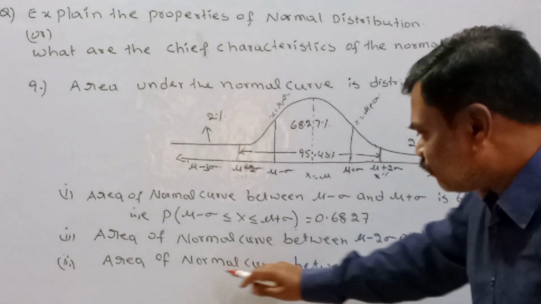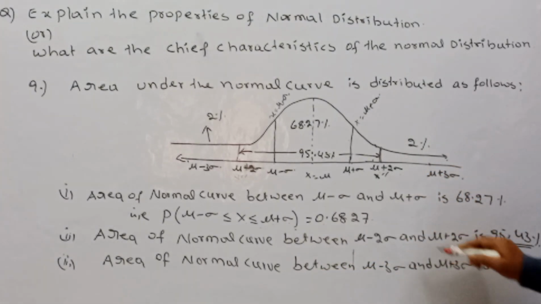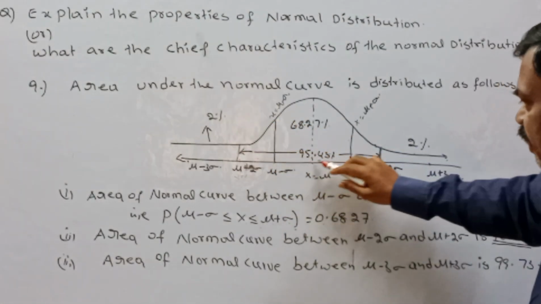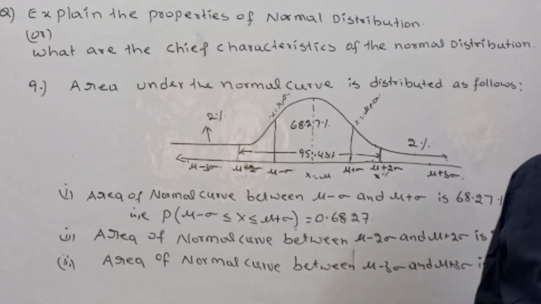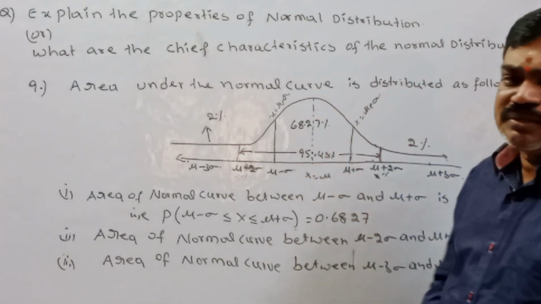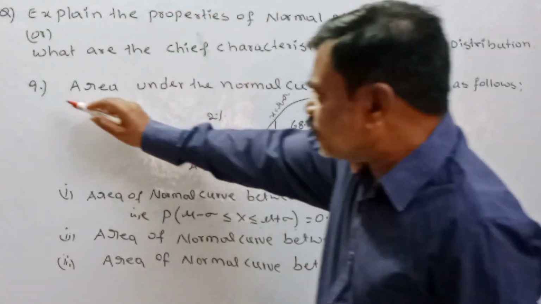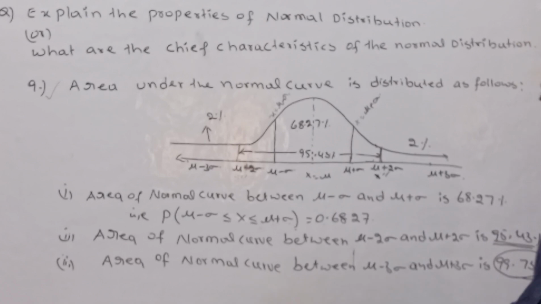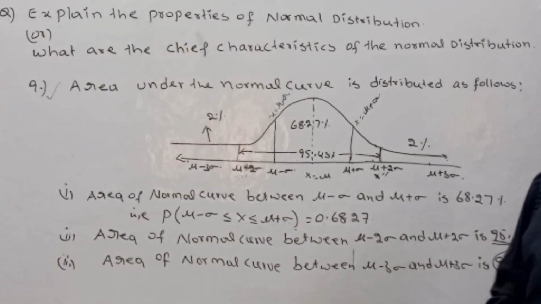And the area of the normal curve between mu minus 3 sigma and mu plus 3 sigma: adding these parts to the 95.43%, the total is 99.73%. The total area is 1. This is the ninth property, an important characteristic of the normal distribution.